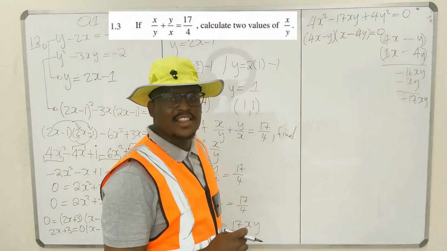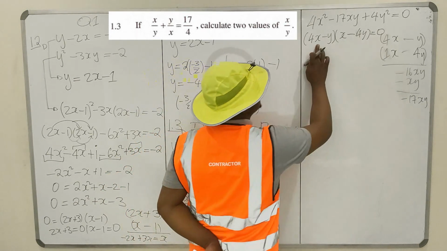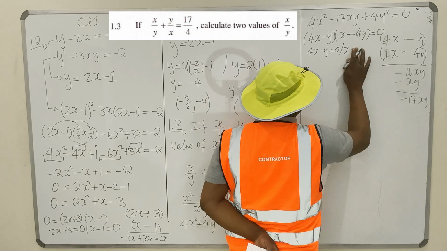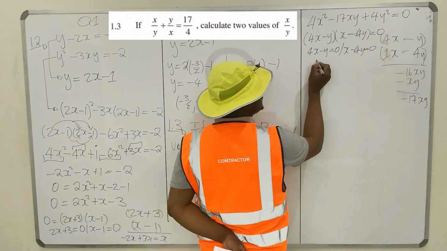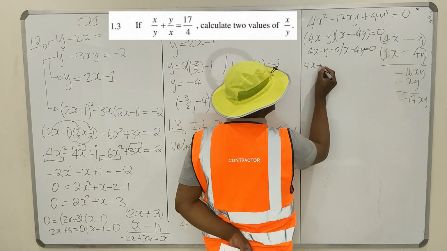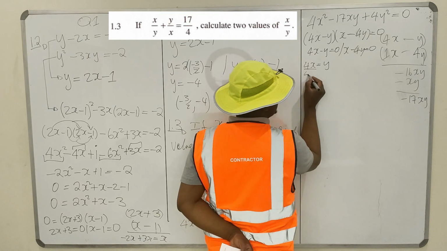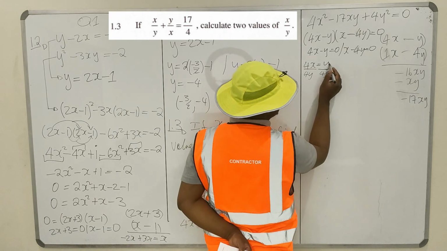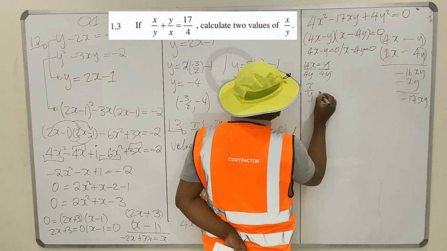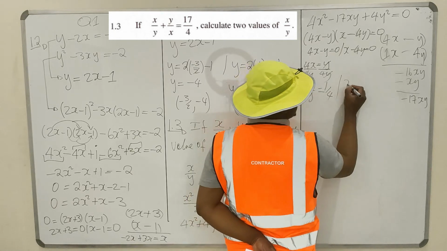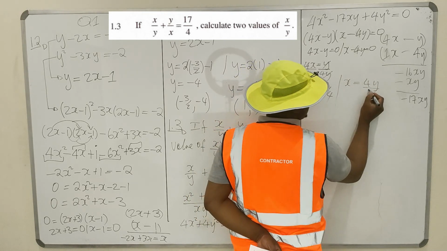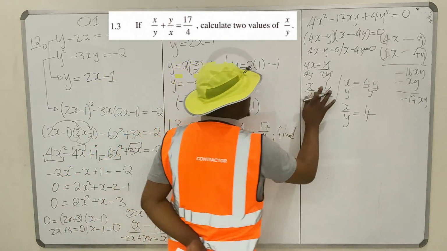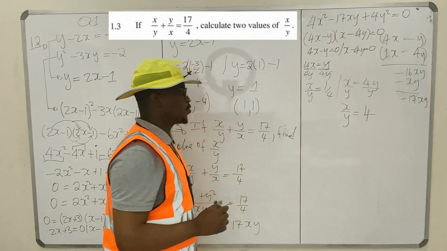So again, you have two brackets multiplying each other and the product is 0. That means either this one is 0, which is 4x minus y is equal to 0, or x minus 4y is equal to 0. So 4x is equal to y here. So you can divide by 4y, divided by 4y. So what do you get? You get that this and that cancel, this and that cancel. So you get x over y is equal to 1 over 4. Or say x is equal to 4y here. Divide by y, divide by y. So x over y is equal to 4. So x over y is equal to 1 over 4 on this side and equal to 4 on that side.